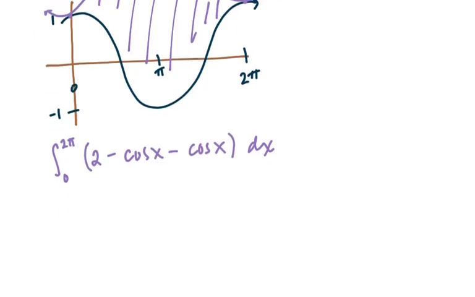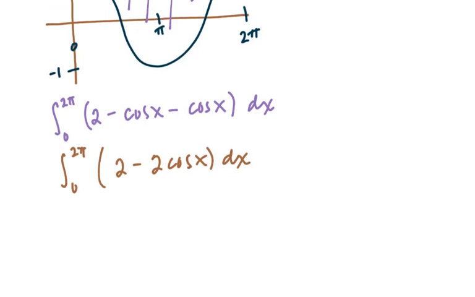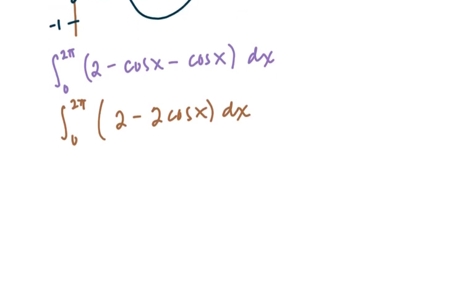Let's switch to brown. So we have the integration from 0 to 2 pi. Combine like terms: 2 minus 2 cosine x dx. Now this is a nice, easy integration. I like this one. When you integrate 2 with respect to x, you get 2x. Minus 2, when you integrate cosine of x, you get sine. So 2 sine of x from 0 to 2 pi.